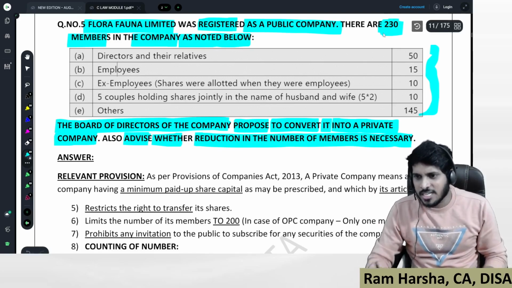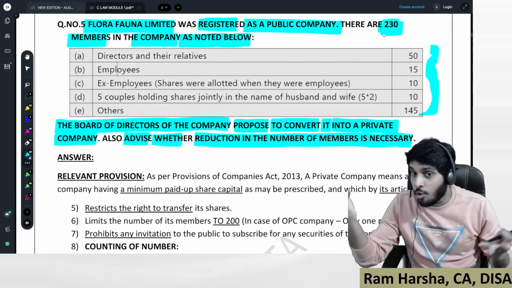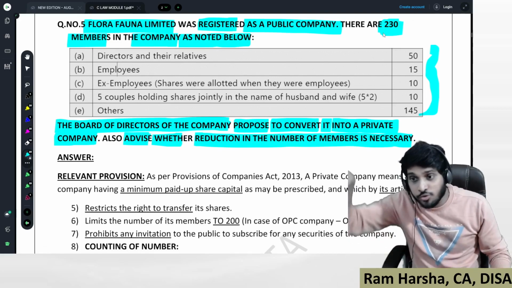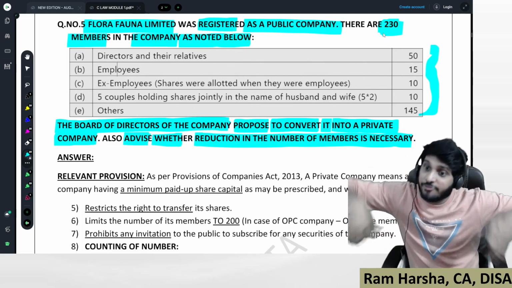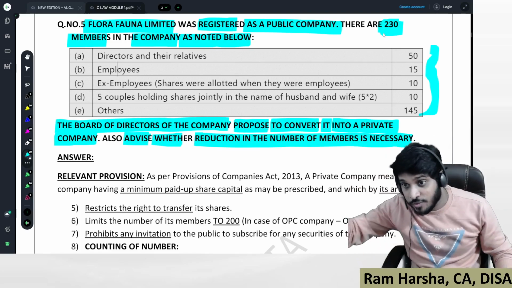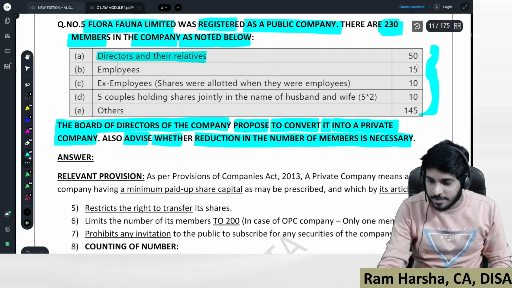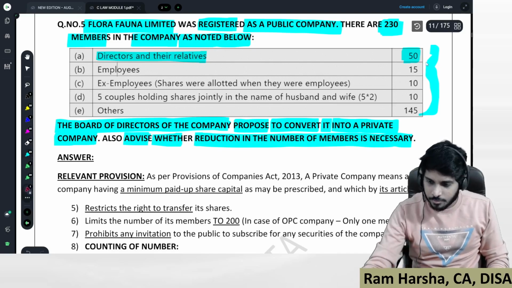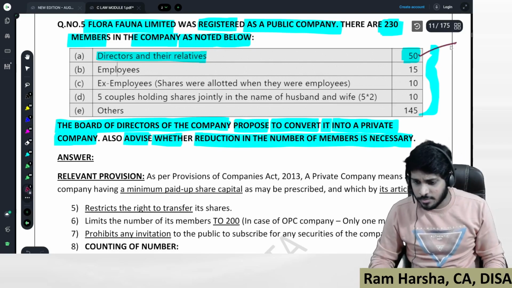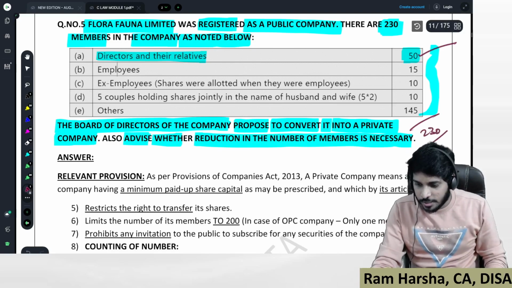This 230 is as per the records. But we must see how many of the 230 are joint owners, and how many are employees who became shareholders after employment. That also we should not count. So what does 230 include? Directors and relatives, 50. Yes, we will count them. We will be counting the 50. See the breakup they gave. The total here is 230.